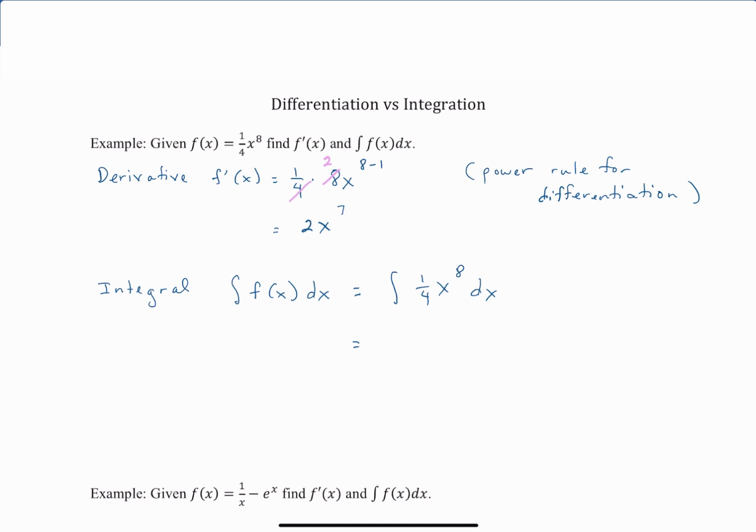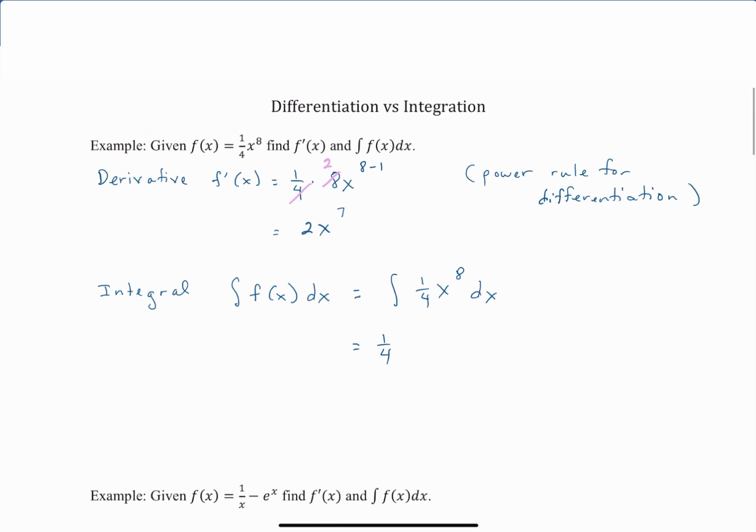So one of the rules says if you have a constant coefficient, you can just keep it. Then we have a rule for the integral of a power function, and that rule says you're going to add 1 to the power, not subtract, but add, and divide by the new power. And we also have a plus c.